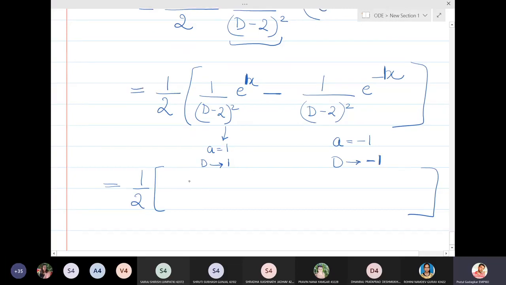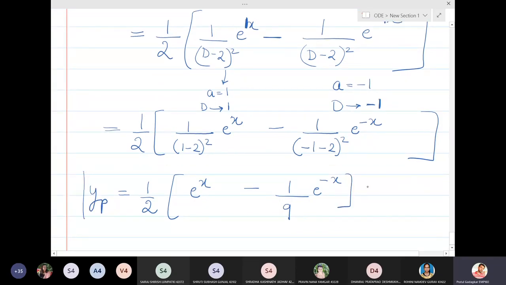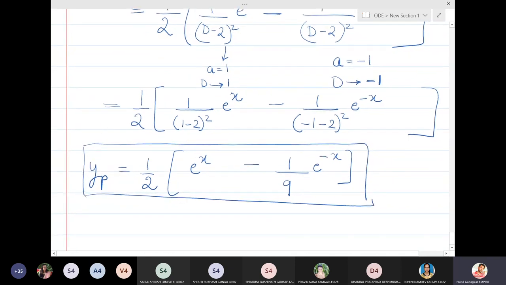So this will mean 1 upon (1 minus 2) whole square e raised to 1x, minus 1 upon (minus 1 minus 2) whole square e raised to minus x. I've used the formula for two different parts. This is equal to half, 1 into e power x minus 1 over 9 e power minus x. So this becomes your yp. I don't think there's a need to simplify it, so this much is sufficient, and therefore you get the general solution: y is equal to yc plus yp.